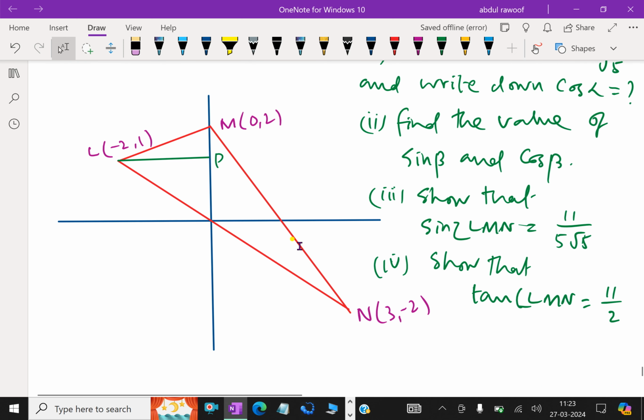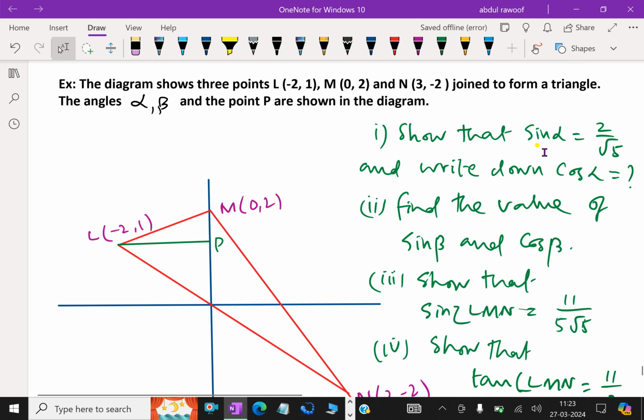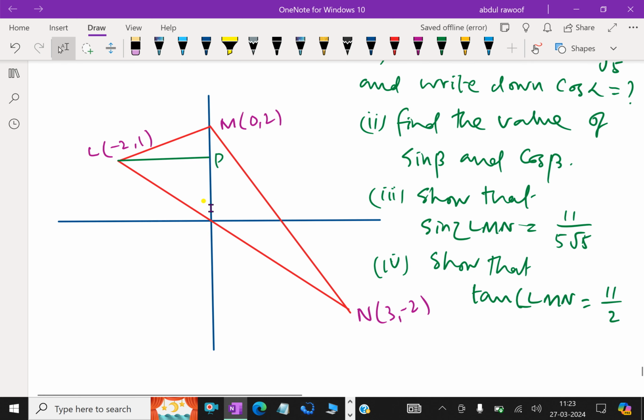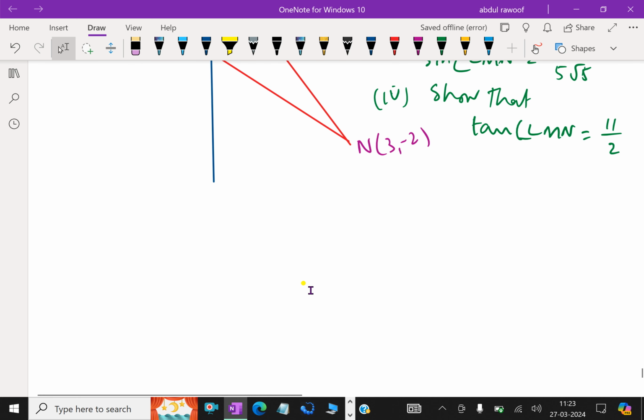Now, regarding this figure, we have to show that sine alpha is equal to 2 over root 5 and write the cos alpha, and one by one we can do this. First of all, we have to find the length of each side of the triangle. First, LM.